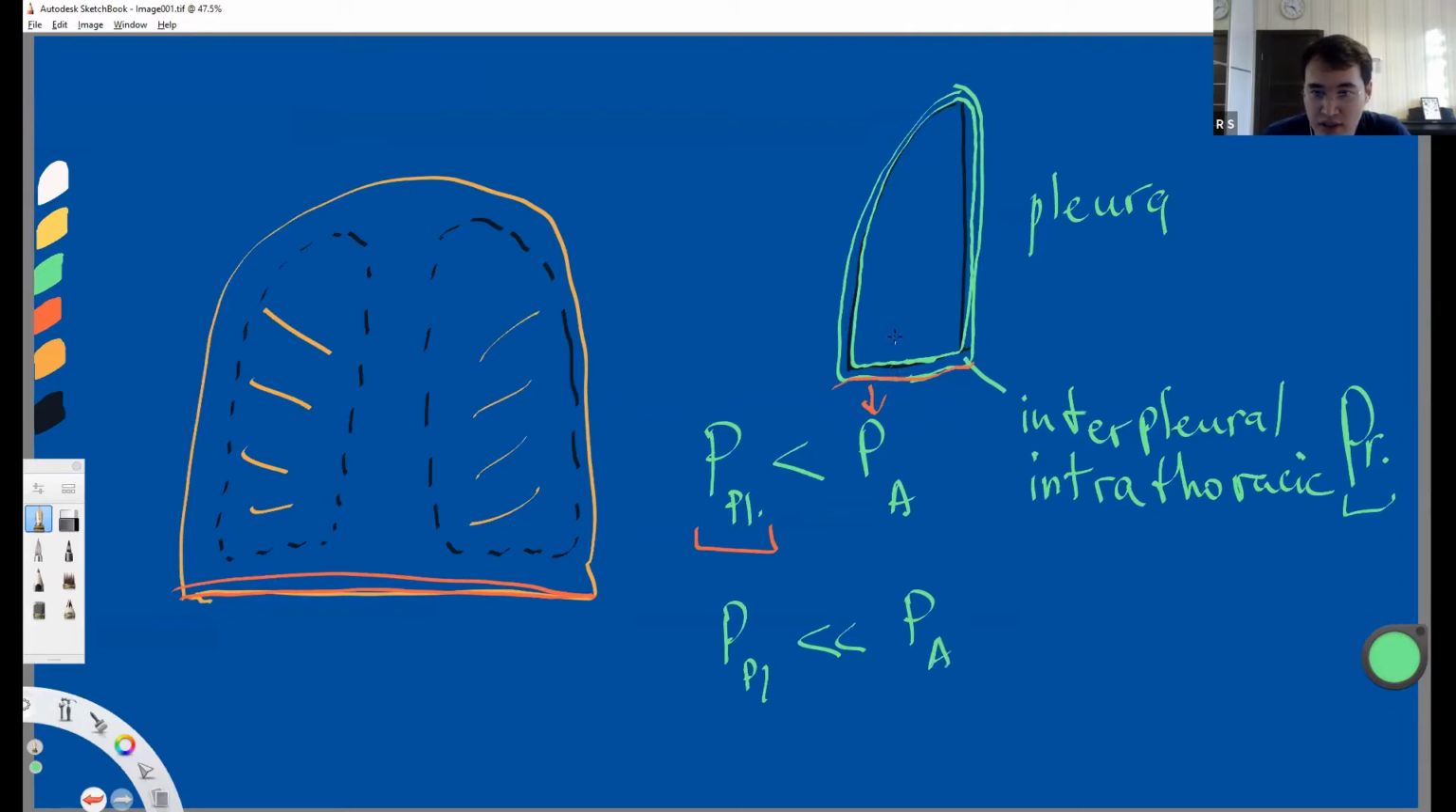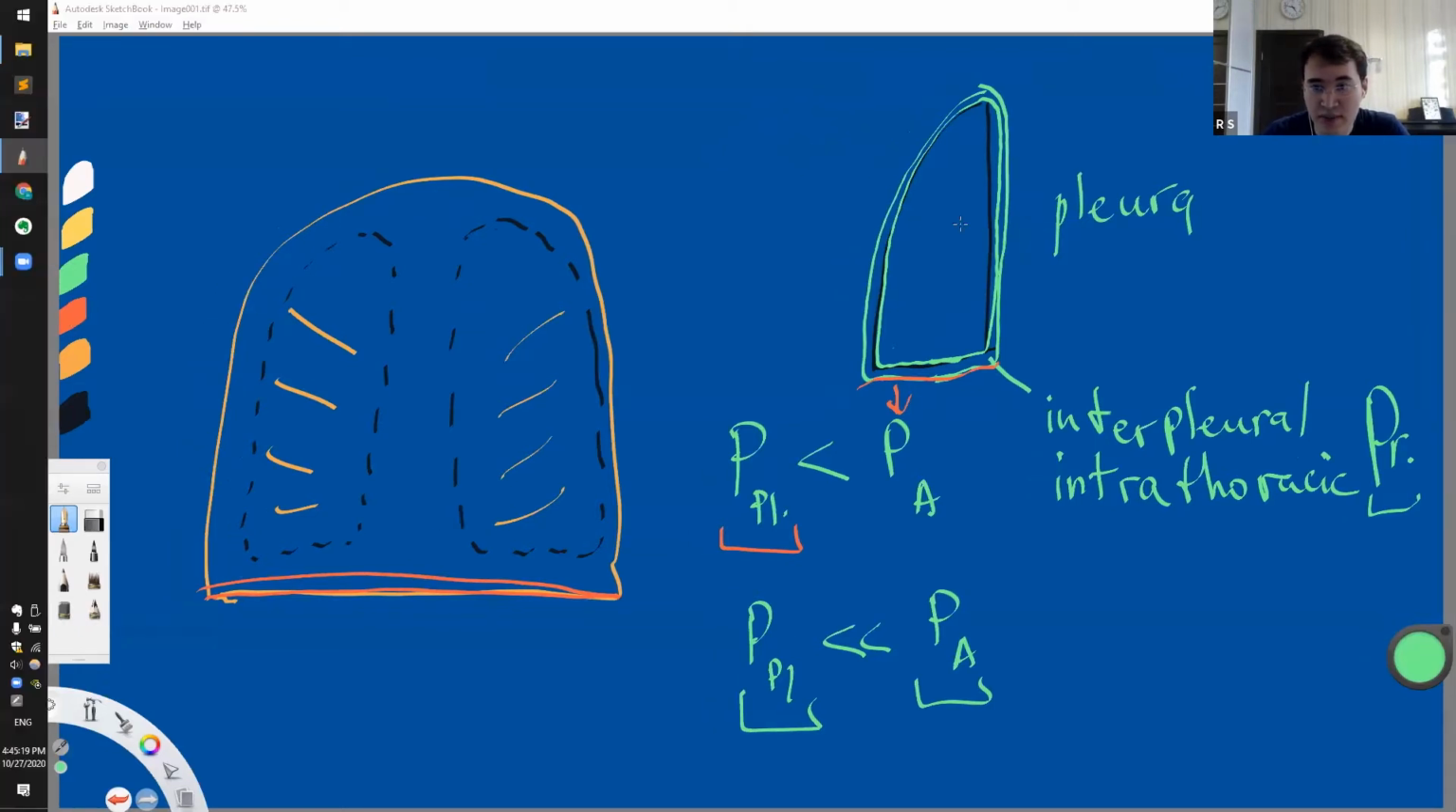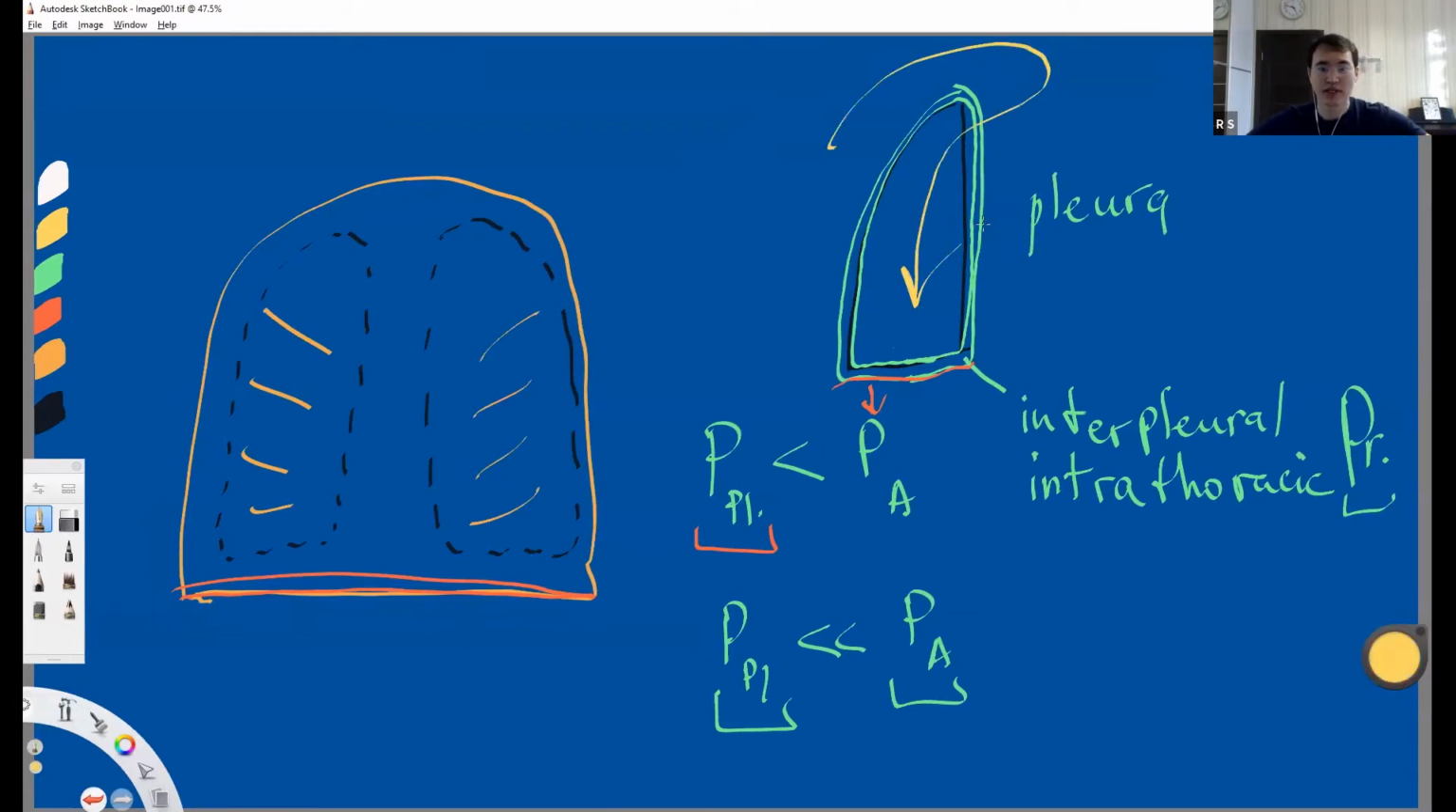Whenever we have very low pressure inside something, everything else tries to get inside. So this difference in pressure, between interpleural and atmospheric, will move the air, and the air will go from the outside inside our lungs, and it will expand all the alveoli, etc. Okay. So because we have smaller pressure here, what happens next?